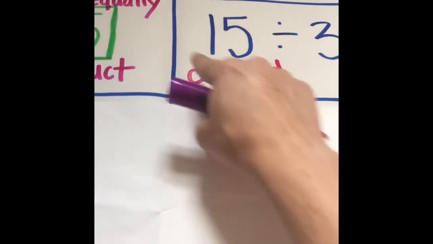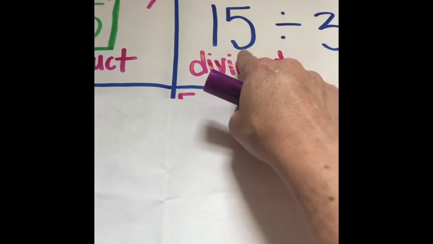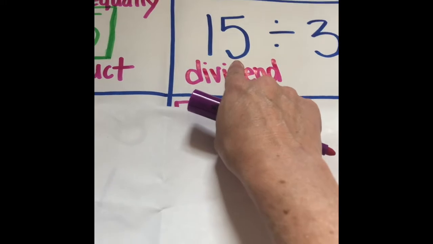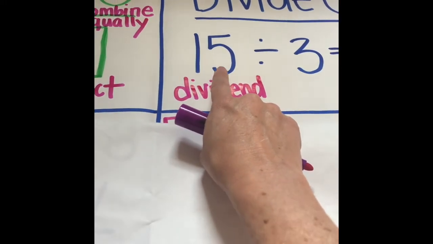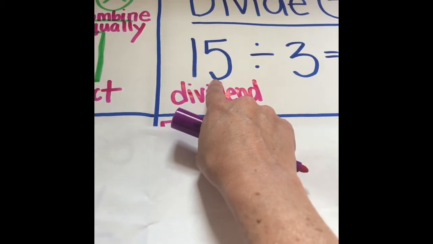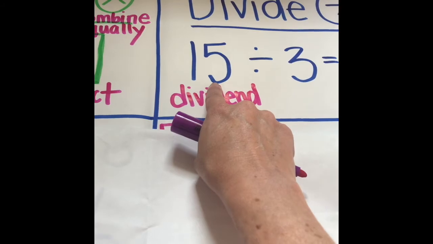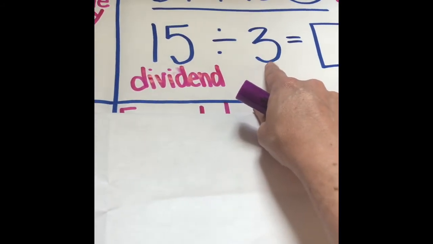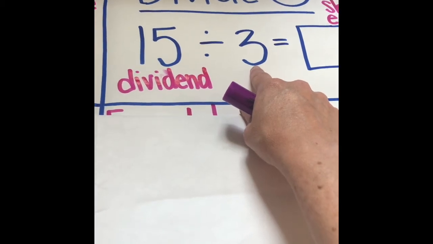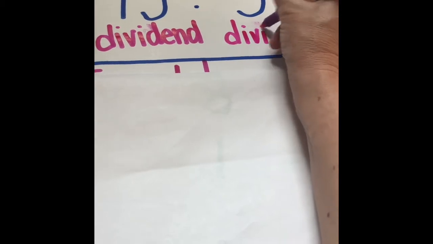So this is how many we're starting to share equally. This is what we're starting out with. So if I have 15 pencils, I'm about to share these 15 pencils equally. So I'm going to take these 15 pencils and I'm going to share them equally with 3 friends. So this number, the number of equal shares that I have, is called my divisor. So go ahead and write the word divisor.